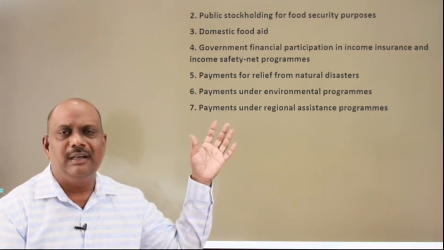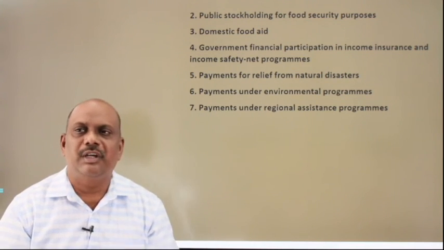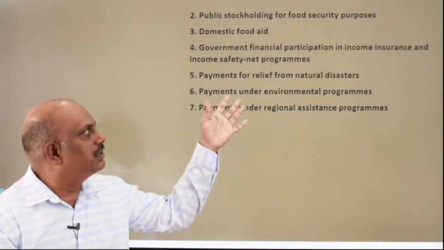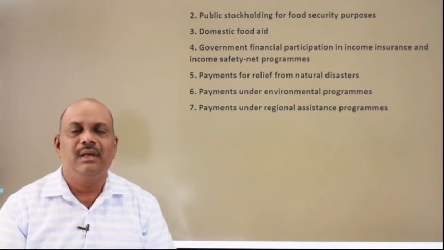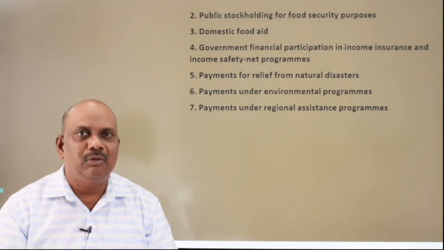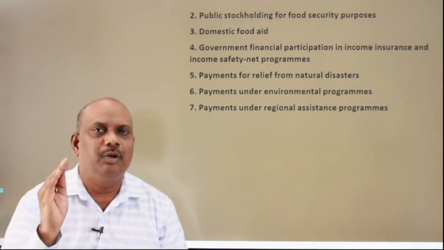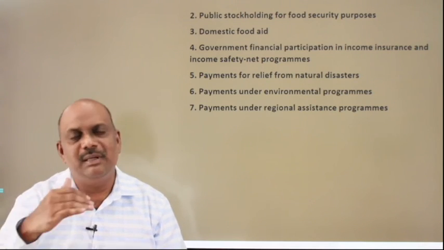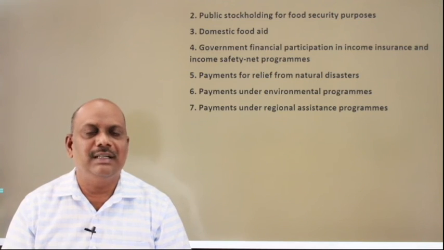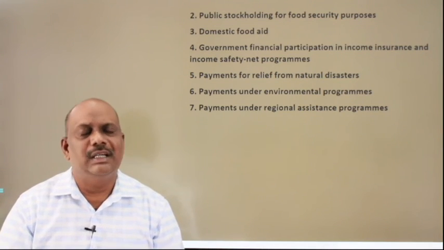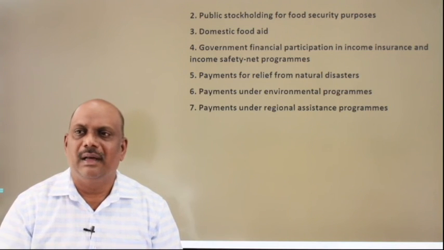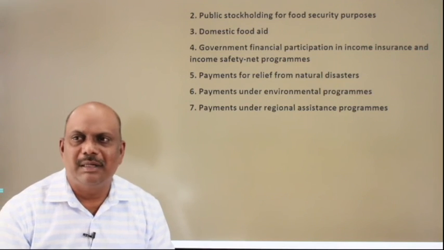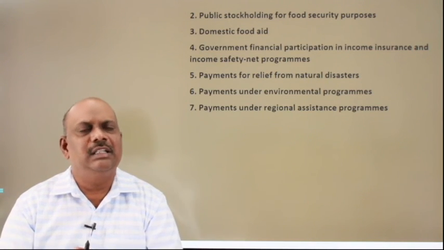Then domestic food aid: there is a need for countries like India to provide domestic food aid, and these are permitted under WTO. Even government financial participation in income insurance and income safety net programs. So there is a huge question mark about the minimum support price and its compatibility with the WTO. This is one very important issue in current affairs, which we will be discussing subsequently. There is a provision which says that these are permitted, and payment for relief from natural disorders, payment under environmental programs, payment under regional programs, these all are permitted.